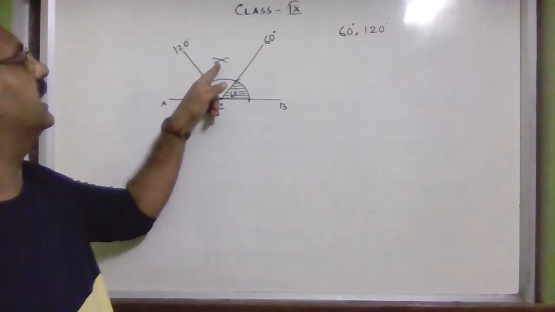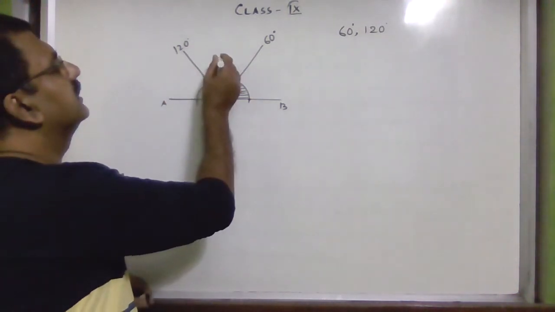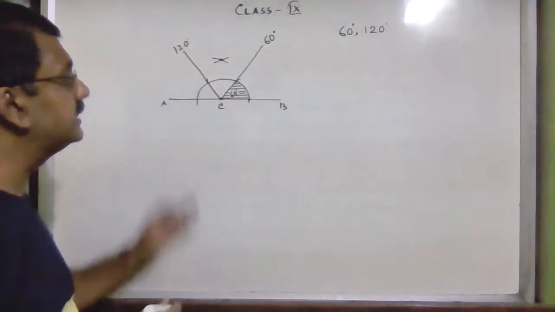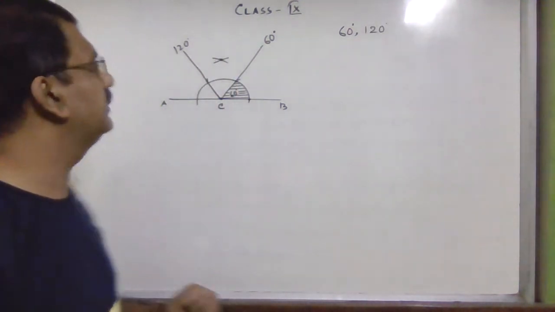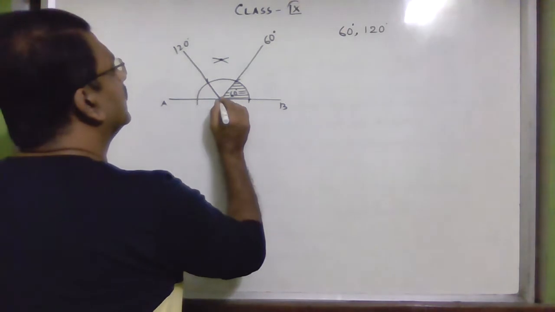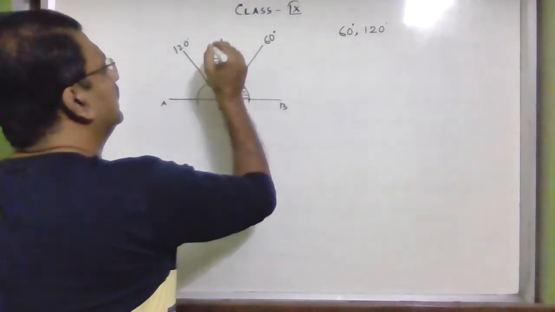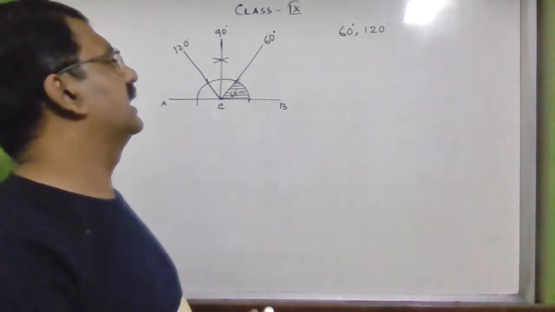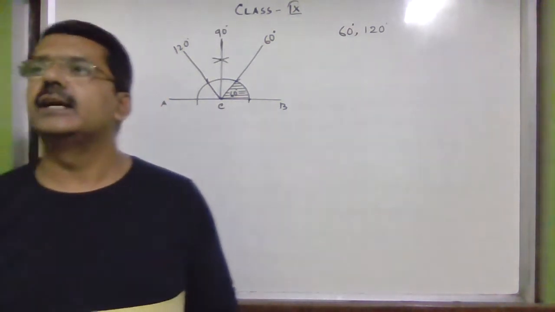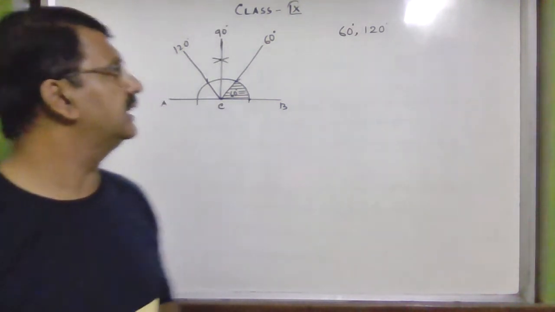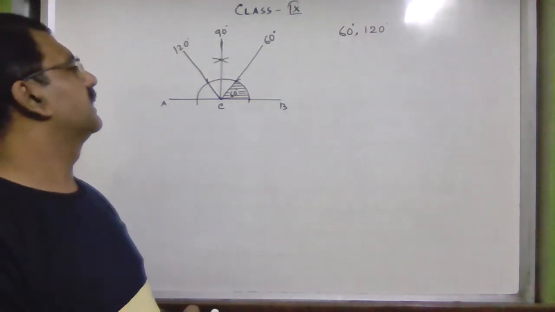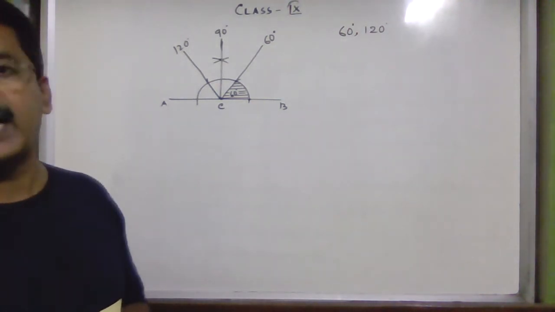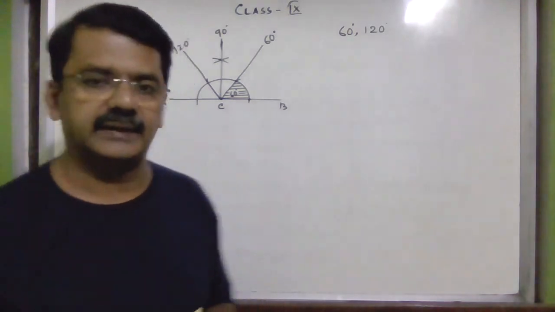Now suppose they intersect each other at this point. Now you join C to that point, and when you join C to that point, you will get angle 90 degrees. This is how we make angle 90 degrees. So in the same diagram you can see we have drawn 60 degrees, 120 degrees and 90 degrees. Clear?